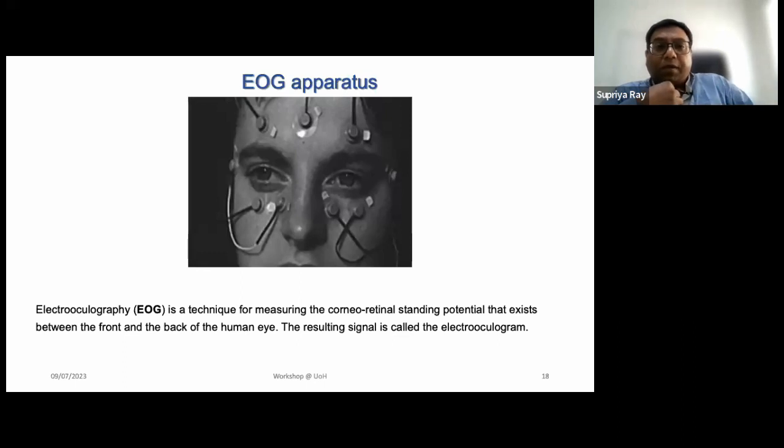Another technique for recording eye position is electrooculography. Now there is some kind of potential difference between the front and the back side of the eye. So whenever we move our eyes, that potential changes, and you can actually record that potential by putting some probes around the eye, and that is what we call electrooculogram. Next slide, please.